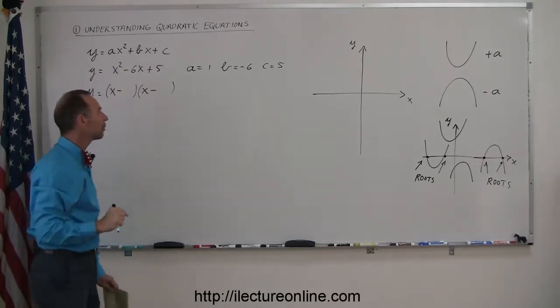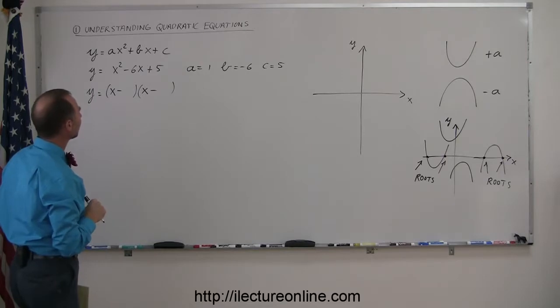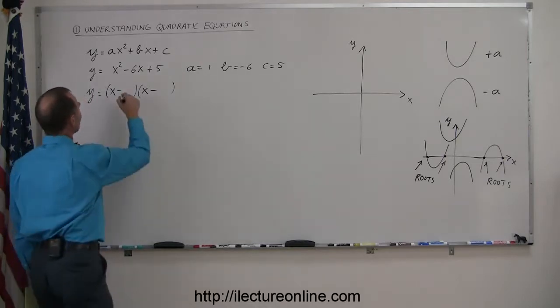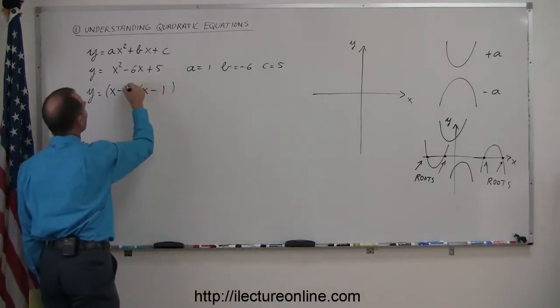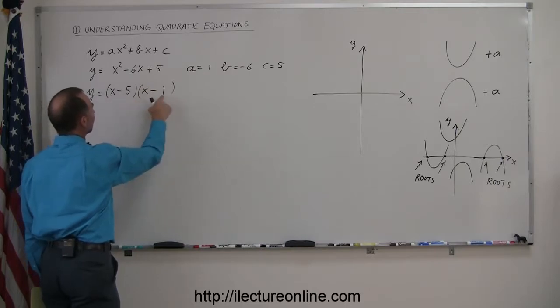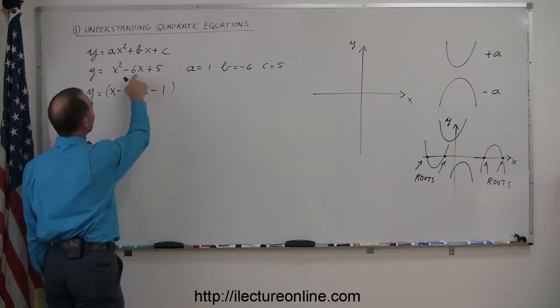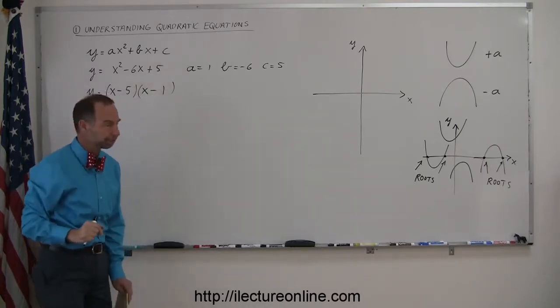So now we're looking for two numbers. When you multiply them, you get a 5. When you add them, you get a 6. So it looks like a 5 and a 1, because if I multiply x times a negative 1 and multiply negative 5 times an x and add them together, I get a negative 6x, my middle term. All right.